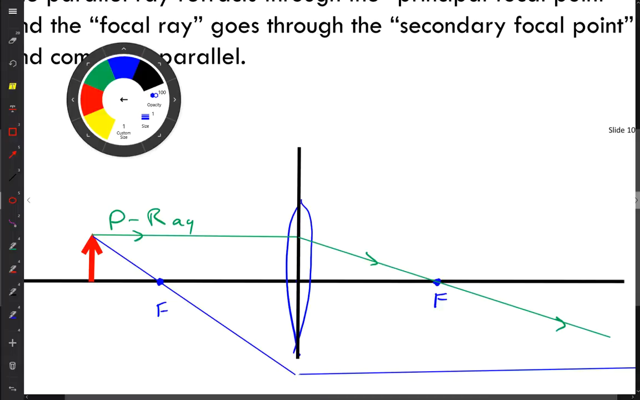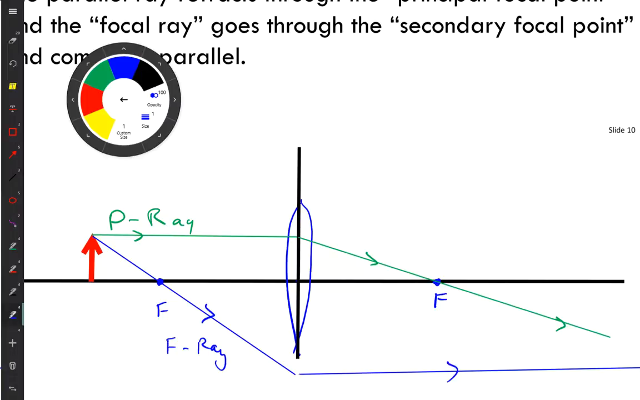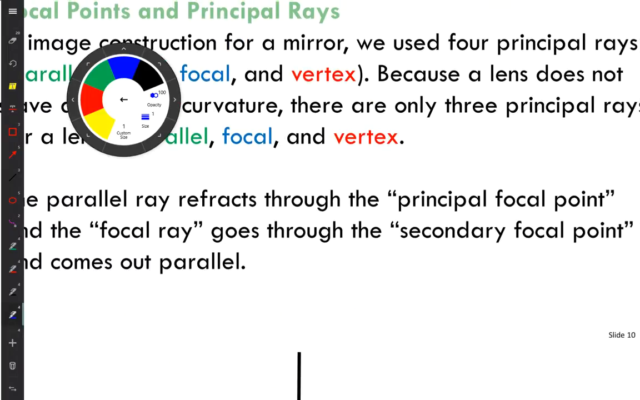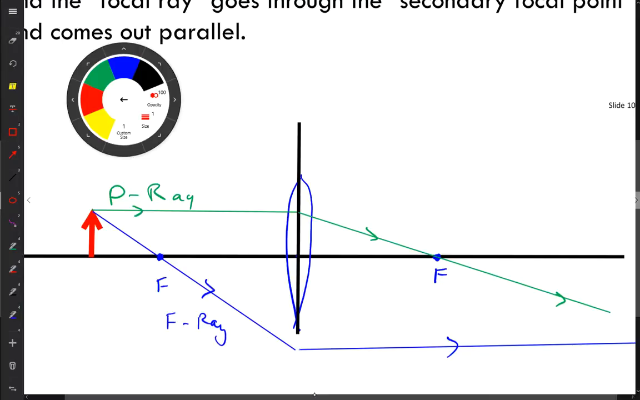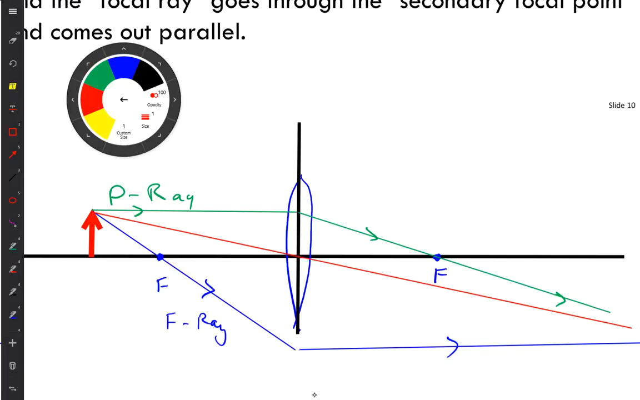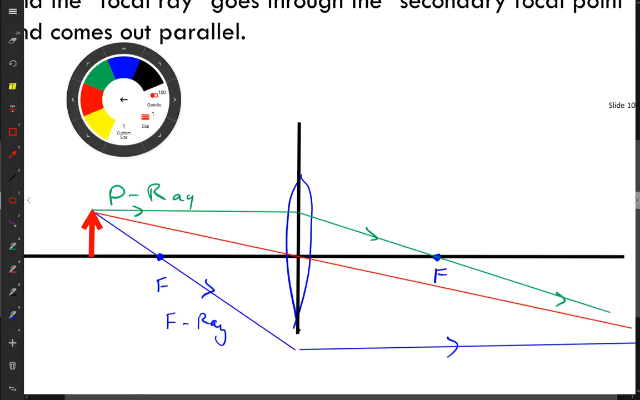So that's the focal ray. So we call it the F ray for focal ray. That was light again coming from the tip, going through the focal point, and then coming out parallel. The last one is called the vertex ray. I'm going to do that in red. And so the last one goes through the vertex and goes through unchanged.